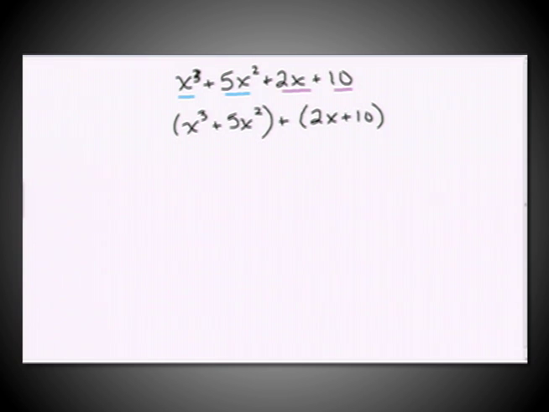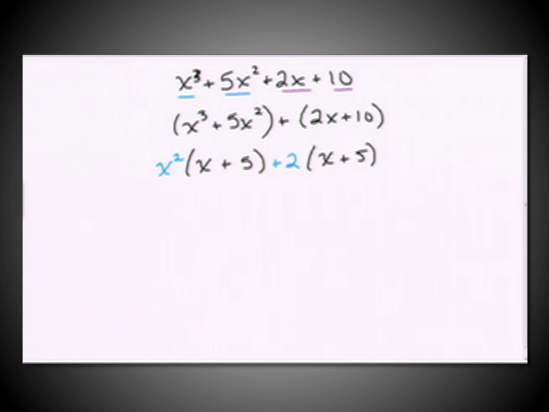Moving on to the next step, we factor out the common factor out of each group. So beginning with x cubed plus 5x squared, we see that they both have a common factor of x squared. When I divide that common factor out of each of the terms, I'm left with x plus 5. Moving to the second group, they each have a common factor of positive 2. And when I divide that common factor out of both terms, I'm left with x plus 5.